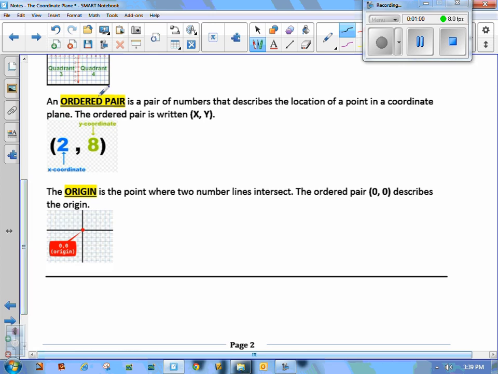We have an ordered pair. This is a pair of numbers that describes the location of a point in the coordinate plane. The ordered pair is always written X, comma, Y, and they're both in parentheses. X would be the first coordinate. X goes left or right. And then our Y coordinate will always go top to bottom, depending on positive or negative.